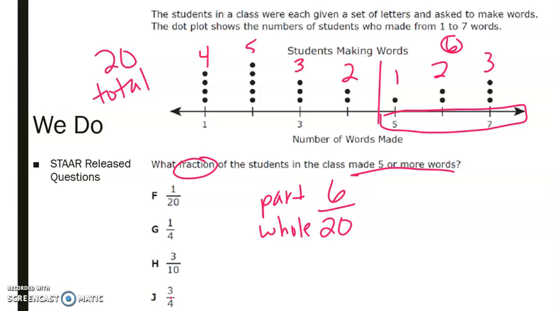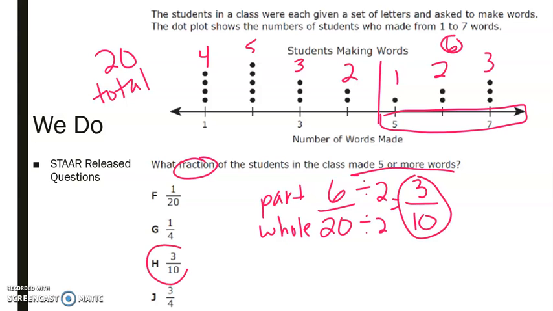So I'm going to start with 2. I'm going to see that 2 can go into both of these. So I'm reducing this by 2. And so my numerator now becomes 3. And my denominator is 10. Because 20 divided by 2 is 10. So now I'm going to look to see if I have this answer here. I do see that I have that for H. So this is simplest form. So my answer is H.